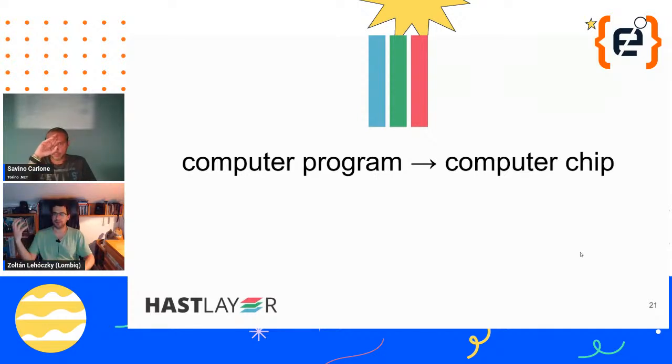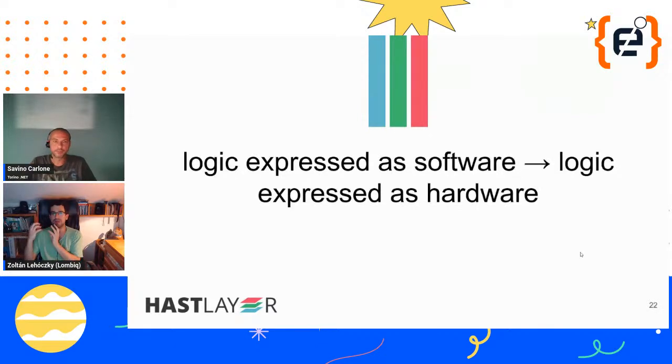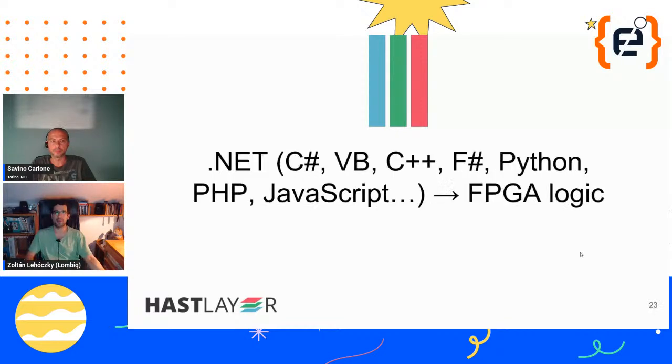Or Hastlayer tries to get out the logic which was originally expressed as software. It doesn't mimic the software, but it tries to get the logic out of it and then create some equivalent logic, which is expressed as hardware. And of course, we are at a .NET meetup, not just any software. We are talking about .NET software.